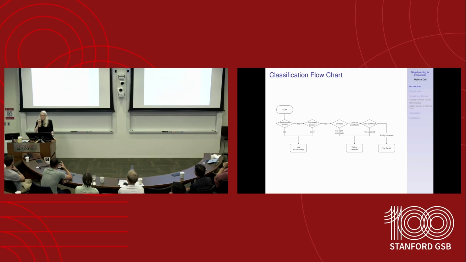All right, so this is like a classification flowchart. Suppose you have some text, maybe it's posts from social media, maybe it's news articles, etc., and you want to group those into classes. What tool might you want to use? I'm going to go into this in a little bit more detail, but this is just an overview. There's a series of questions to ask yourself. Are the classes known ex ante?